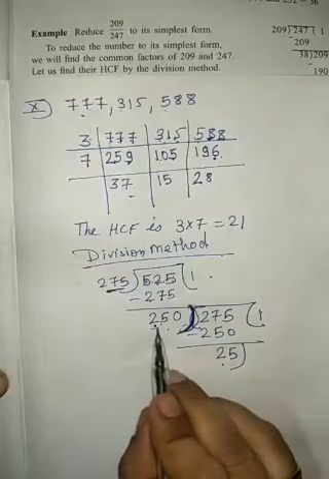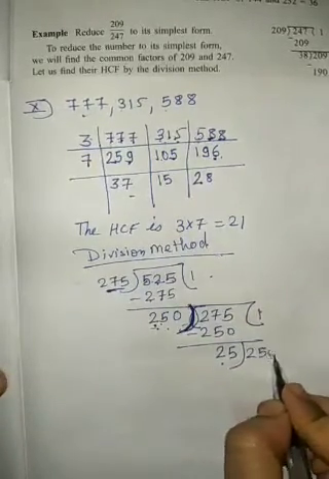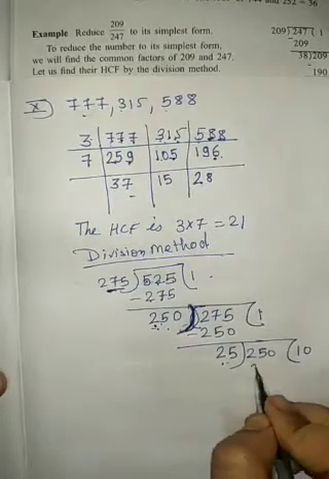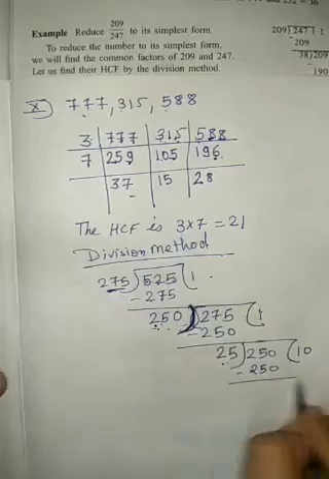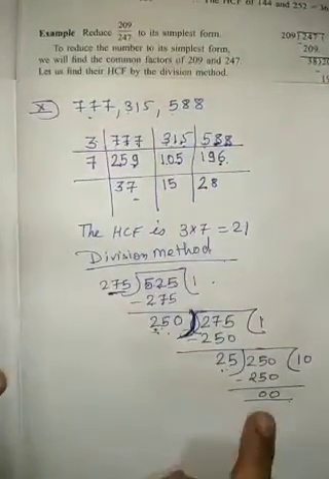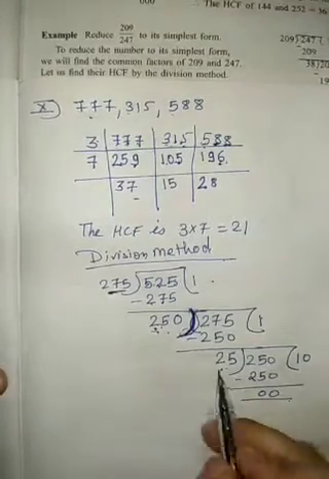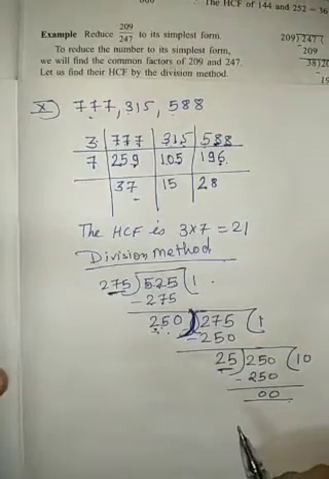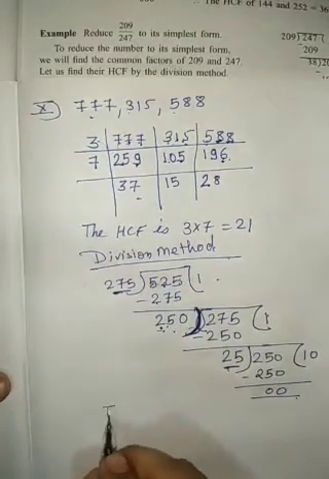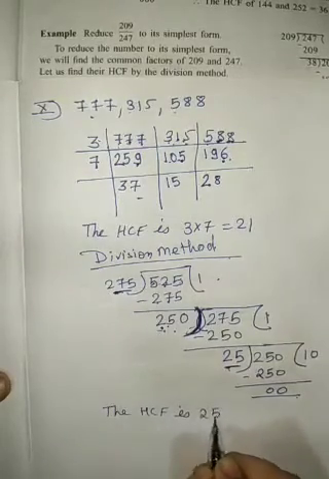Now you divide 250 by 25. You will write 250 over here. Then 25 tens are 250. Here see, your remainder is 0. You have to divide till you get remainder 0, and this 25 is your HCF. Okay, then here we will write that HCF is 25.